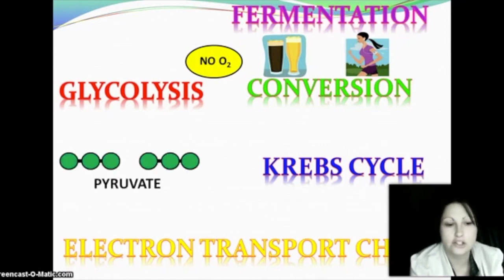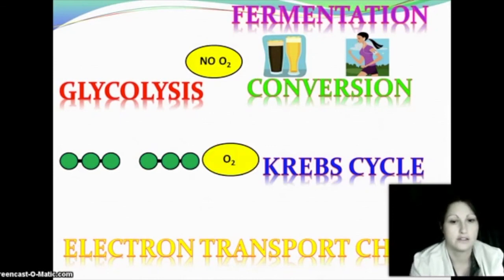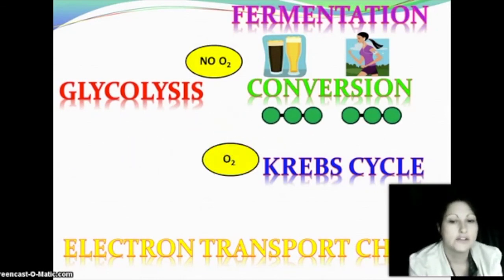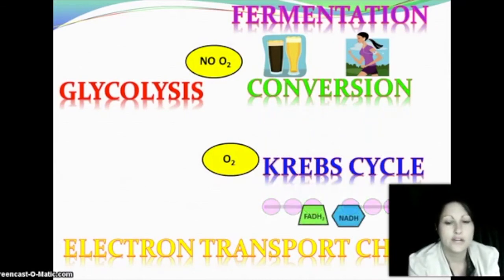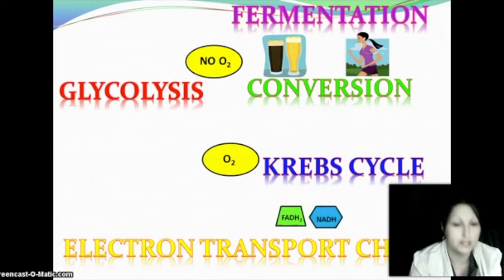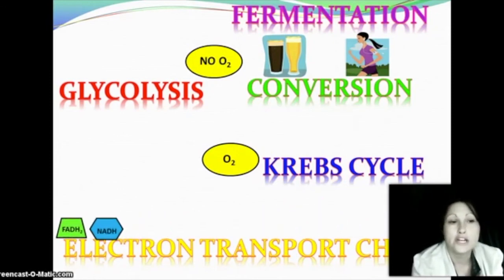Let's say we do have oxygen available to that little pyruvate. Where's it going to go next? Good, conversion. And in conversion, remember, we're converting that pyruvate into acetyl-CoA. That acetyl-CoA is going to go next to the Krebs cycle. In the Krebs cycle, we're going to make a lot of FADH2s and NADHs, which are then going to take their energy to the last step, which would be the electron transport chain. And then they're going to exchange that energy for ATP, or cellular energy.